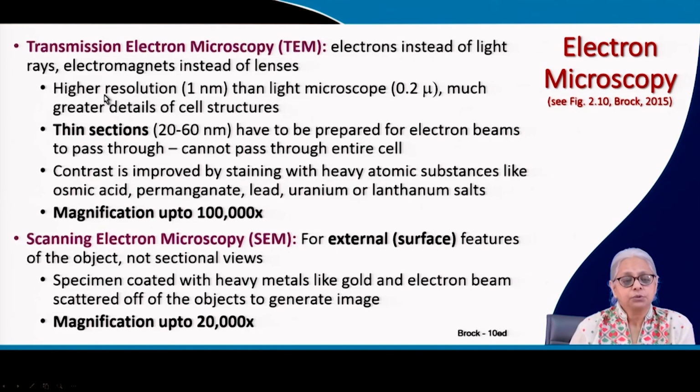Transmission electron microscopes have very high resolution. It goes down to 1 nanometer in comparison to light microscopes, which have a normal detection limit of 0.2 microns. So this level of resolution will allow you to see greater detail of cell structures.